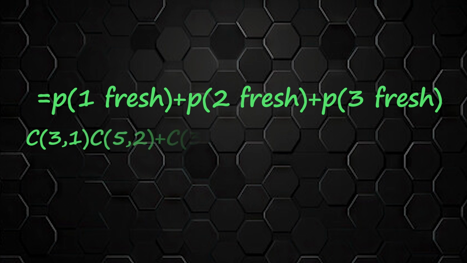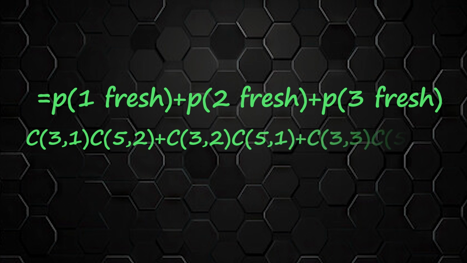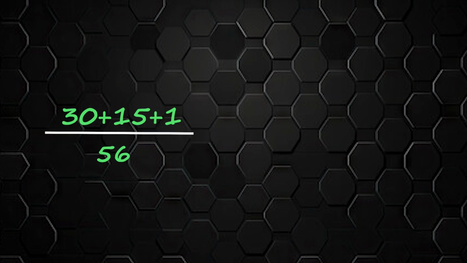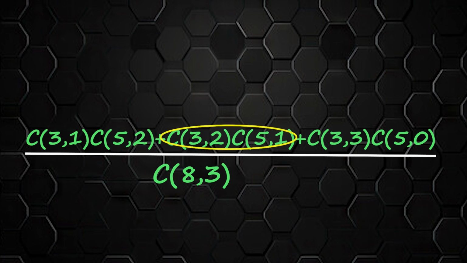That is combination of 5, 2, plus 2 fresh oranges, combination of 3, 2, multiplied with combination of 5, 1, plus 3 fresh oranges, combination of 3, 3, multiplied with combination of 5, 0, over the total number of sample spaces, which is combination of 8, 3. So this becomes 30 plus 15 plus 1 over 56. This one becomes 30, this one becomes 15, and this one becomes 1.